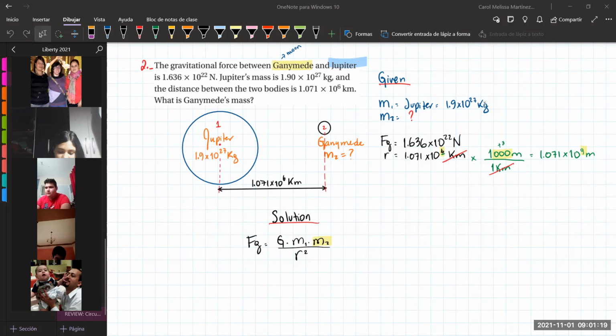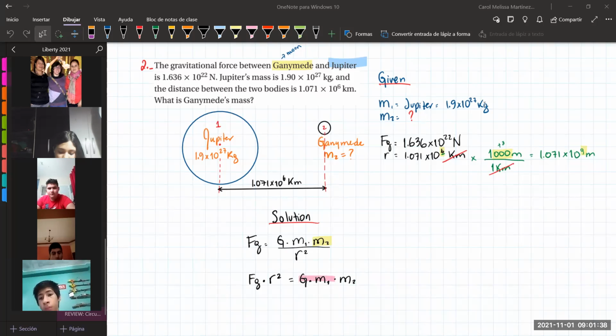So R divides, goes to the other side to multiply. So my equation is going to be Fg times R to the 2nd power equals G M1 M2. So these M1 and G are multiplying, so I'm going to take them both to the other side to divide. And now my equation is already isolated for M2.